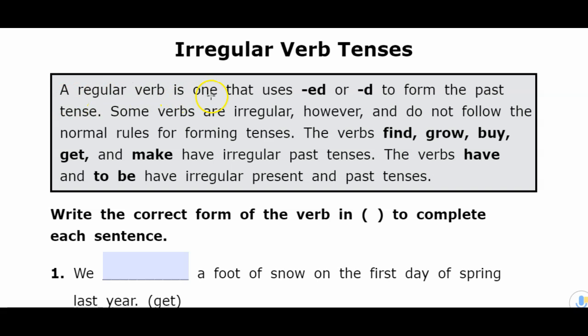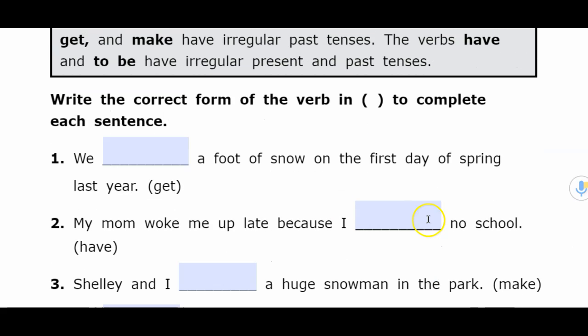So it says a regular verb is the one that uses ed or d to form the past tense. Some verbs are irregular, okay, however, and do not follow the normal rules of forming tenses. For example, find, grow, buy, get, and make have irregular past tense. The verbs have and to be are also irregular. So you can look at page 53 to look at the examples. So it says write the correct form of the verb to complete a sentence. We blank a foot of snow on the first day of spring last year. What is it? Got.